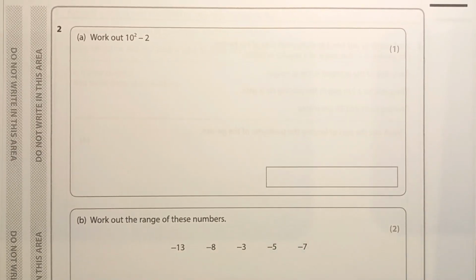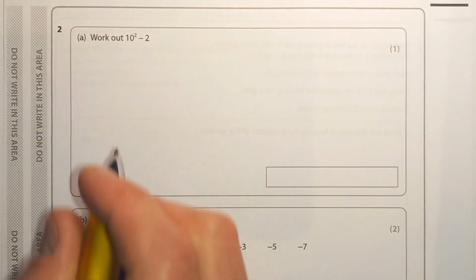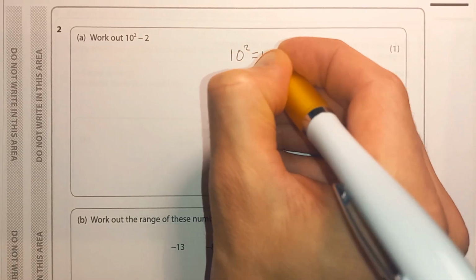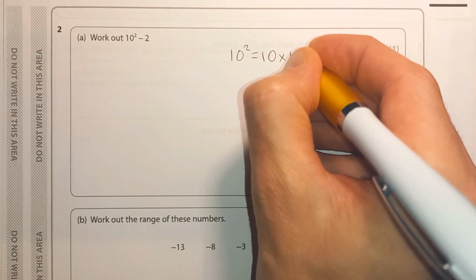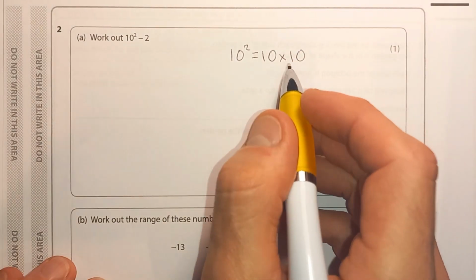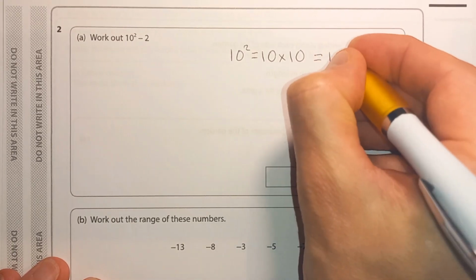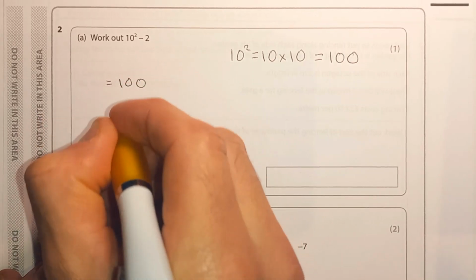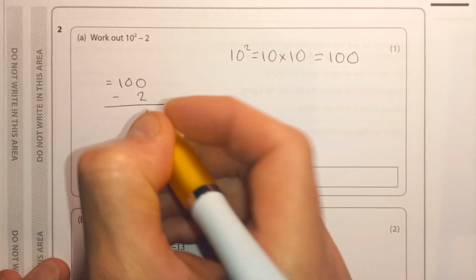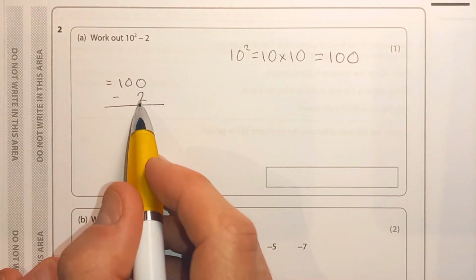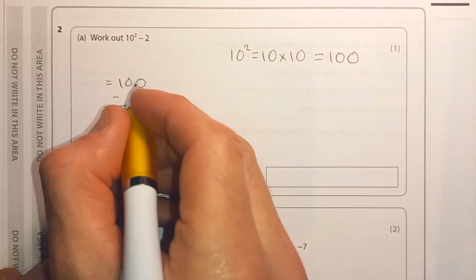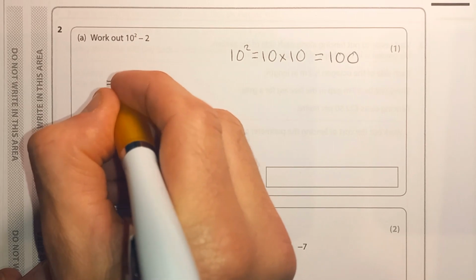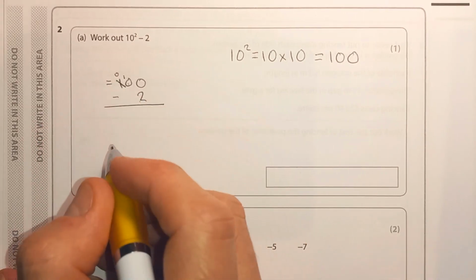Question 2. Work out 10 squared minus 2. Okay, well, 10 squared, that means 10 multiplied by itself. Okay, so if we multiply by 10, we just add a 0 on the end. So that means that this is actually 100 minus 2. So 0 take away 2, we can't do it. So we need to take one from this 0, but we've got nothing to give. So in fact, we're going to have to reduce this 1 to a 0 and pass 1 across.